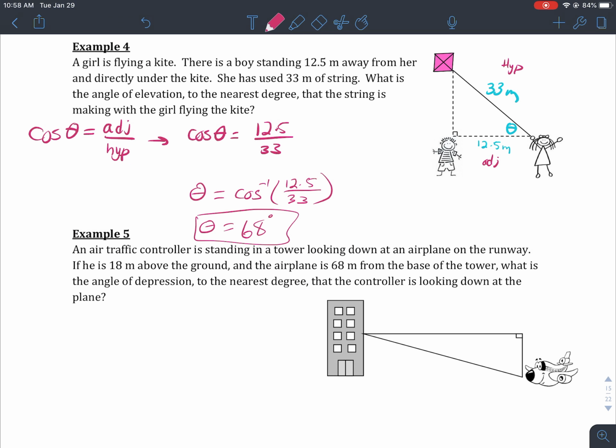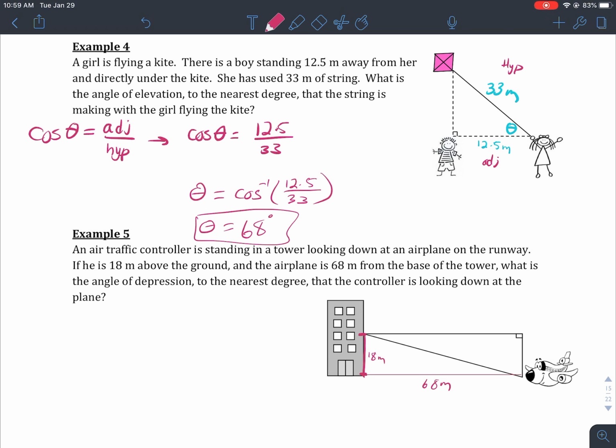Example 5, an air traffic controller is standing in a tower looking down at an airplane on the runway. If he is 18 meters above the ground and the airplane is 68 meters from the base of the tower, what is the angle of depression to the nearest degree that the controller is looking down at the plane? Now, the way that the question's worded, they tell me some information that really isn't on the picture. So this person in that building is 18 meters above the ground. Okay, and the airplane is 68 meters from the base of the building.